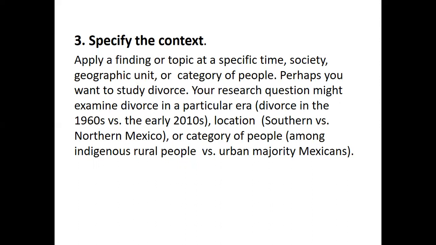Then you can locate the study in the southern area, northern area, or a study in Kerala, a study in Tamil Nadu, like that. You can also narrow down the study to a category of people like indigenous people, tribals, or a disadvantaged community. So it's a very easy way of narrowing down the topic. Specify the context. Location you can specify, a particular era you can specify. You can specify a category of people also. So this is an easy way.